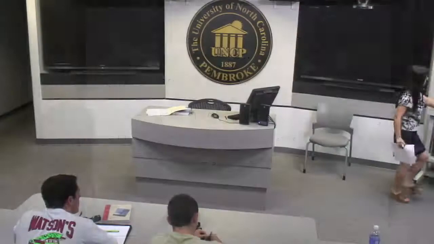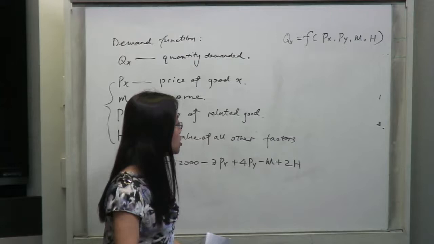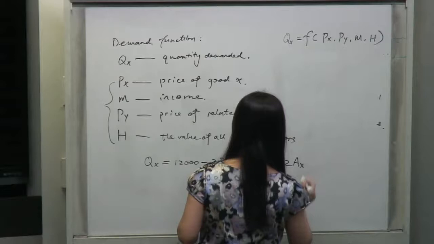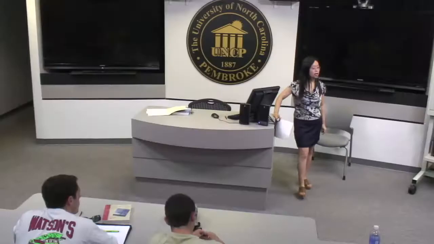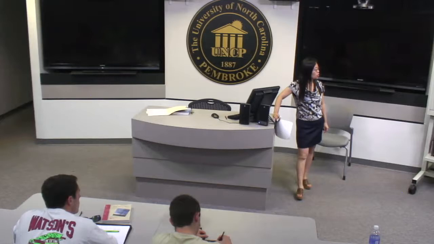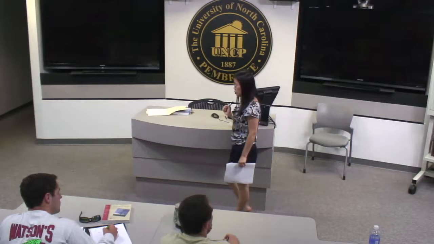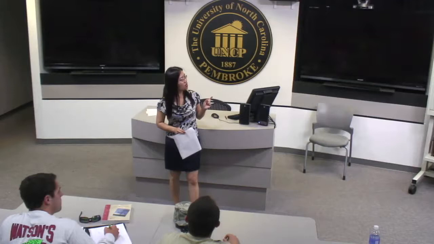Here, this other factor H represents advertisement expenditure. So instead of using H, I'm going to change it into AX because it will look more like advertisement expenditure. All right, I'm going to ask you a few questions. By looking at this relationship, can you identify whether this good is a normal good or inferior? Next question: can you identify whether good Y is a substitute or complement of good X?